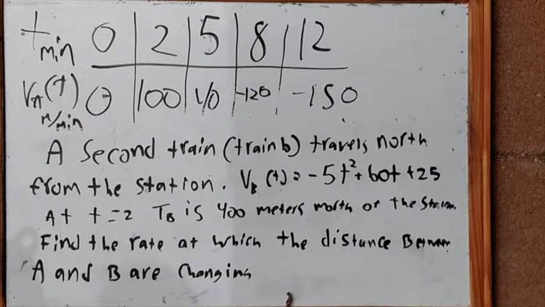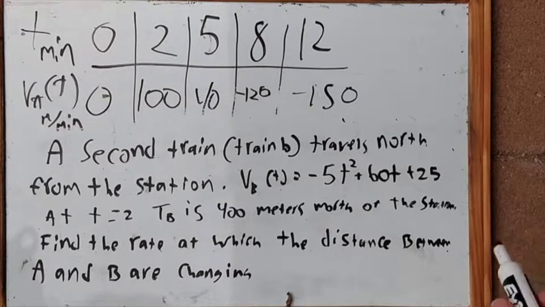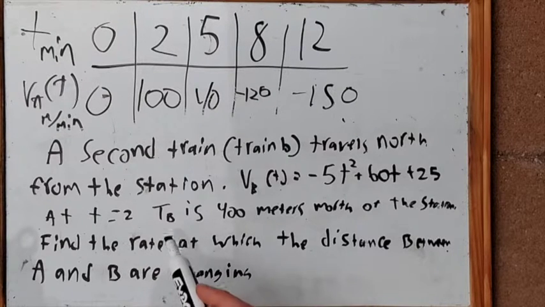Part D introduces a new train, train B, that travels north instead of east from the station. The equation for the velocity of this train is given here as negative 5t squared plus 60t plus 25. And the distance at 2 seconds is also given right here. At t equals 2, train B is 400 meters north of the station. And then the question wants you to find the rate of change at which the distance between train A and train B changes. That's basically the hypotenuse of this right triangle that they make around the station.